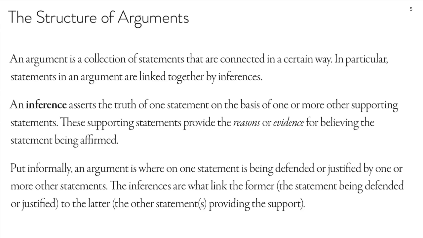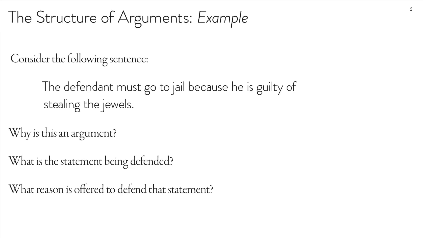And so again, that's what an inference does. It says this statement's true because these other statements support it as reasons or evidence. So as I say here, put informally, an argument is where one statement is being defended or justified by one or more other statements. Don't worry, I'll have an example in a sec, but I want to get the idea out first. The inferences are what link the former, that is the statement being justified, to the latter, that is the evidence or reasons. Let's do an example here, a very simple one.